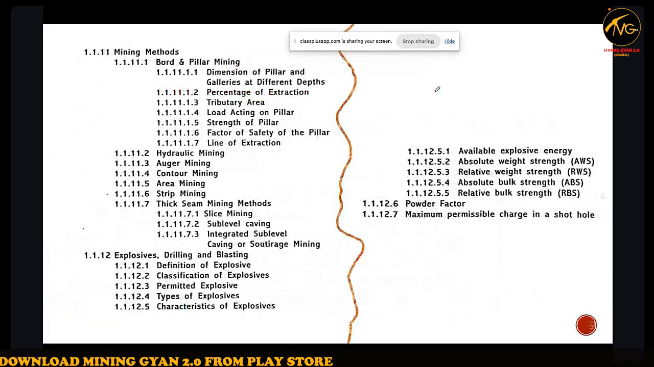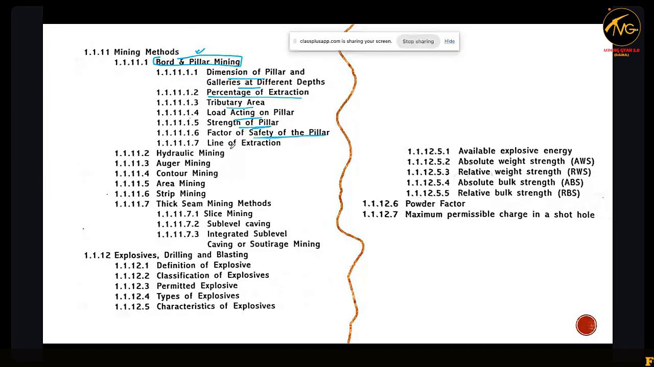So what we have discussed: board and pillar, yesterday we have discussed thoroughly, today we have revised it. We have seen the percentage of extraction, dimension of the pillar, tributary area, loading acting on the pillar, strength of the pillar, safety of the pillar, line of extraction. Then we have discussed hydraulic mining. What is auger mining? We have seen the videos. Contour mining we have not seen.